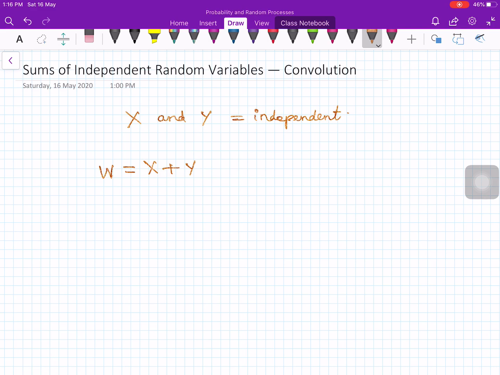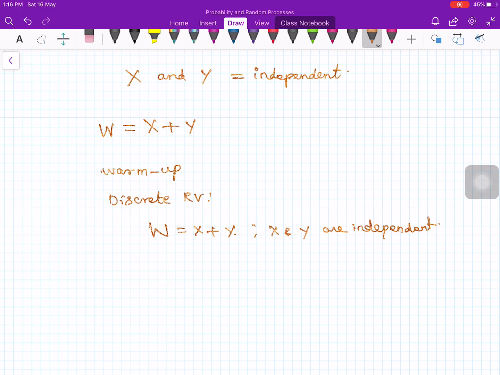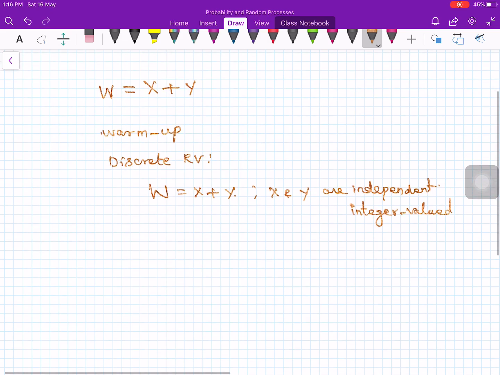We are really interested in the continuous case, but as a warm-up, it is useful to look at the discrete case first. Discrete random variable. So therefore W is equal to x plus y, where x and y are independent, and one more assumption I want to make here, that is they take integer valued values. Okay, integer valued random variables.